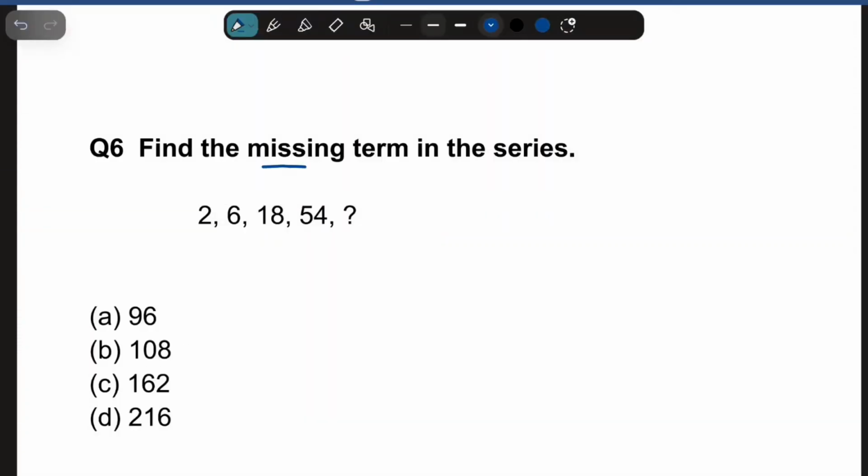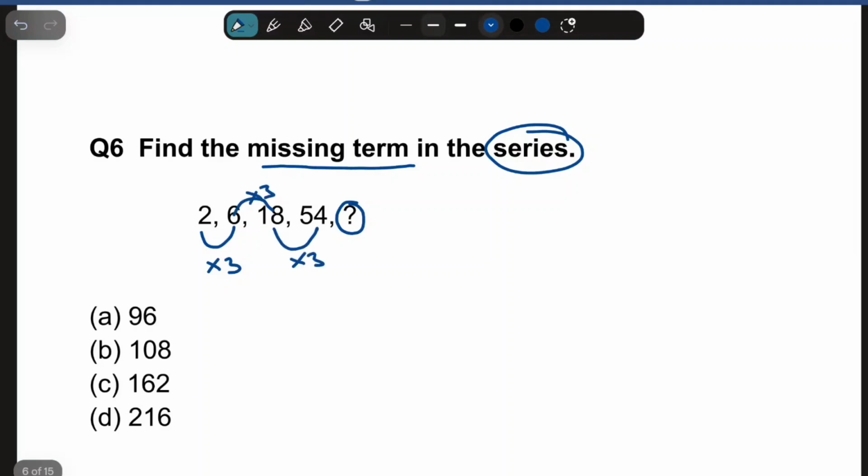Now question number 6. Find the missing term in the series. We have 2, 6, 18, 54 and we have to find this missing term. Now 2 times 3 is 6. 3 times 6 is 18. 18 times 3 is 54. So for this missing number, 54 times 3, 162. Option C is the correct answer.